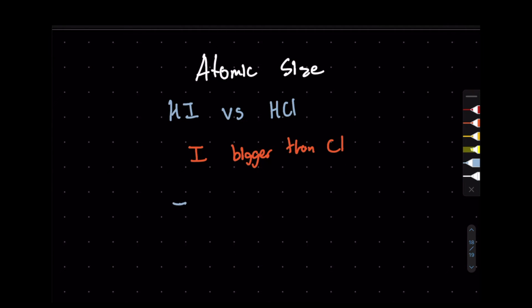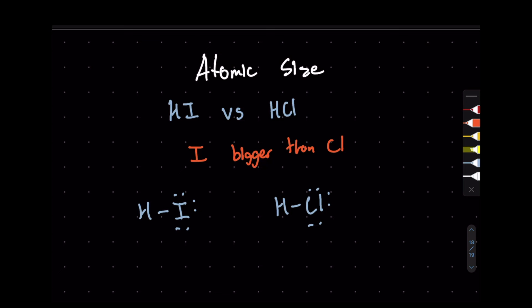Because they are both about equally electronegative, the size allows iodine to hold more electrons. So while its pull is strong, its ability to hold the electrons allows it to be even more acidic because it holds more electrons, exposing the hydrogen.